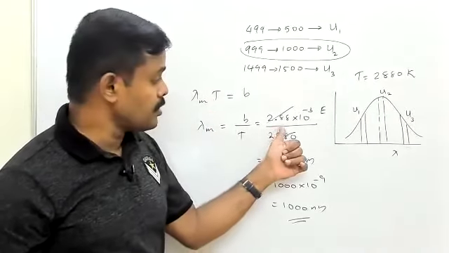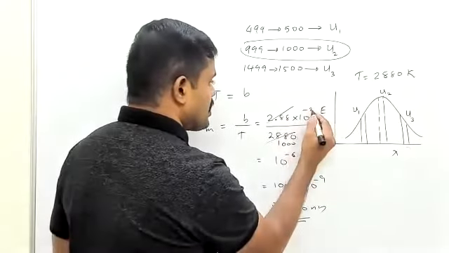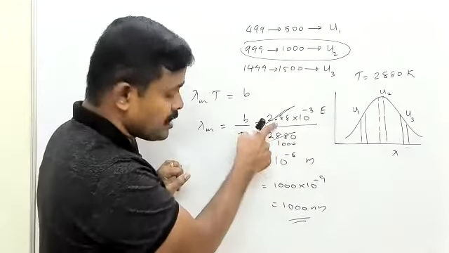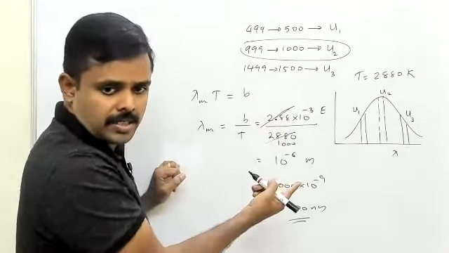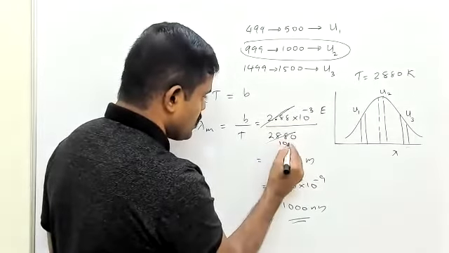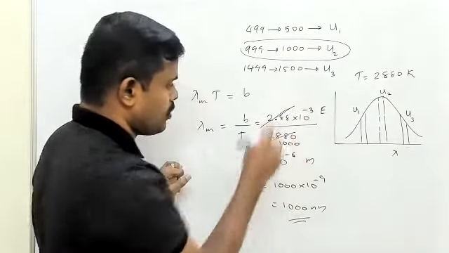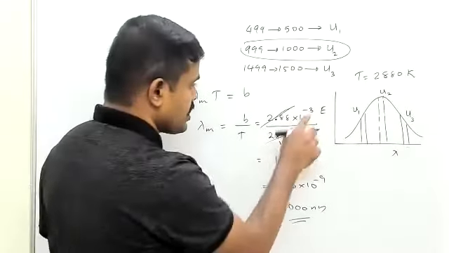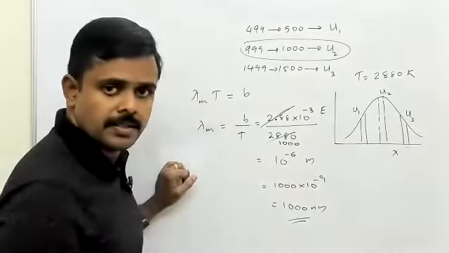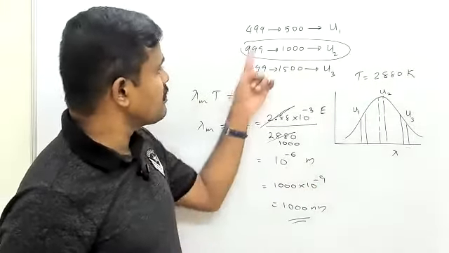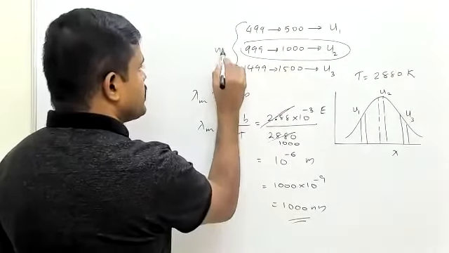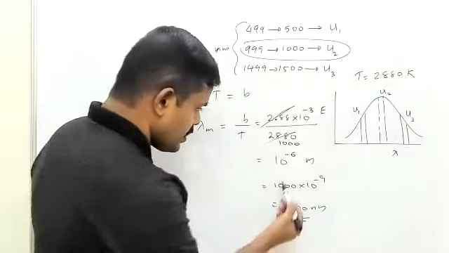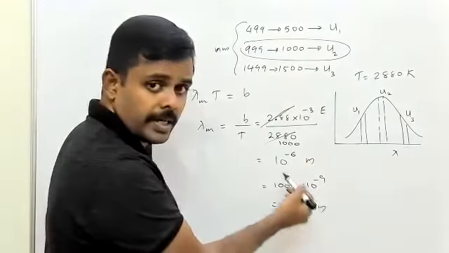B is 2.88 into 10 power minus 3 by 2880. When you cut 2.88 with 2880, 2.88 into 1000 is 2880. So this is 1000 in the denominator. 1000 is taken to the numerator, so it becomes 10 raised to minus 3. 10 raised to minus 3 and 10 raised to minus 3, 10 raised to minus 6. But this is to be written as nanometer because everything is given in nano. These are all nanometers, right? So I'm writing them in nanometers. 1000 into 10 power minus 9. 3 zeros are cut. 10 raised to minus 6 again.